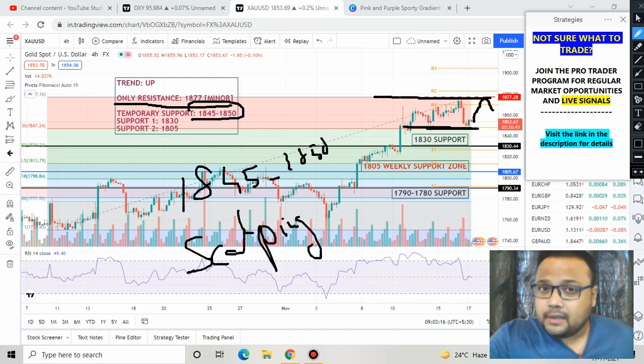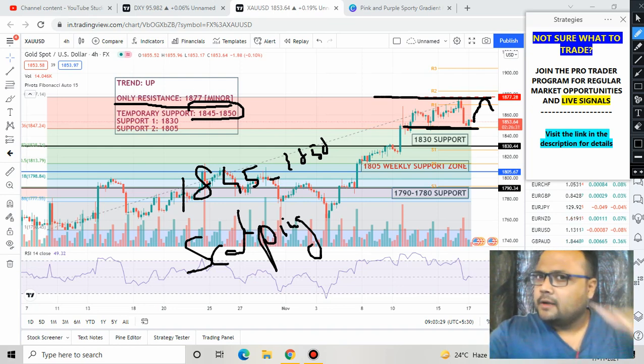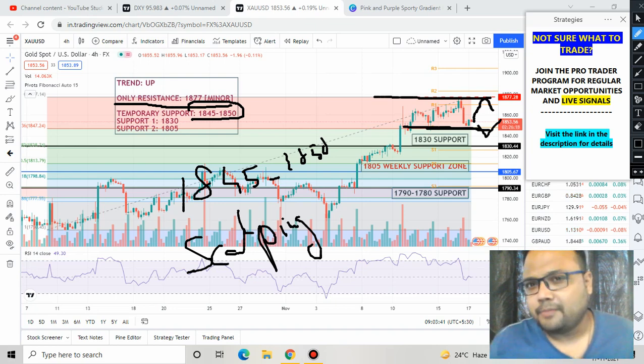If you are a beginner or new trader, you can avoid it, because the movement of gold is sometimes too much to handle. Beginners and new traders can totally avoid it, and you should only trade on good and strong levels like 1830 or 1877. But yes, if the market bounces from 1845 to 1850, you can also go for a buy, but only experienced traders, not beginners and new traders, because that can be quite risky for you.